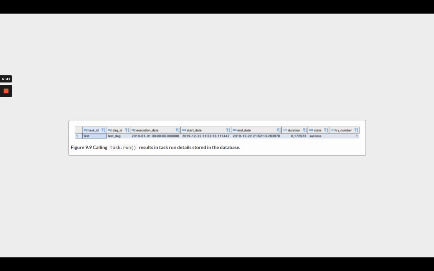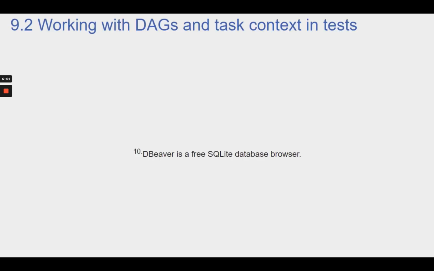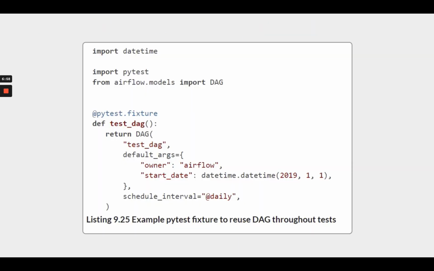Now, once you've set up a metastore for Airflow to query, we can run the test and see it succeed. Also, we can now see a row was written to the Airflow metastore during the test. Figure 9.9. Footnote 10. DBeaver is a free SQLite database browser.